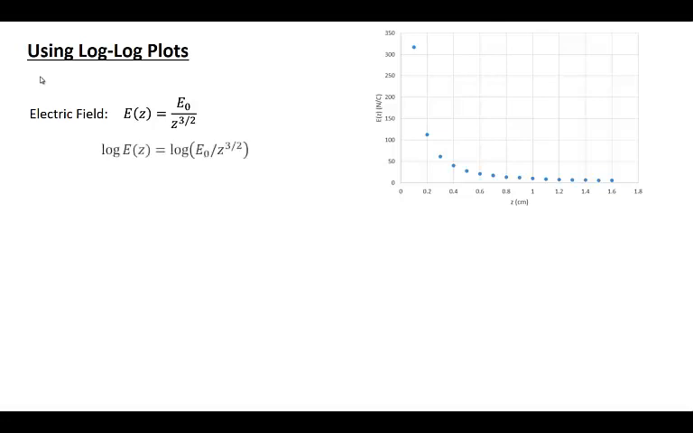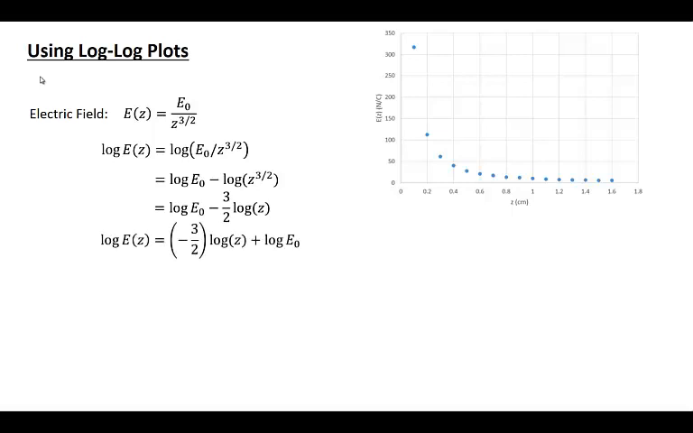So what we'll do is we'll take the base 10 log of both sides, and on the right hand side we can simplify that by writing it as log E_0 minus log of z to the 3/2. And we can pull that 3/2 out and rearrange so that we get an expression that looks like log of E of z is equal to minus 3/2 log of z plus log of E_0. Well, this is really nice because it shows a linear relationship now between the log of E of z and the log of z. So if we were to just plot log of E versus log of z, we should get something that looks like a straight line.